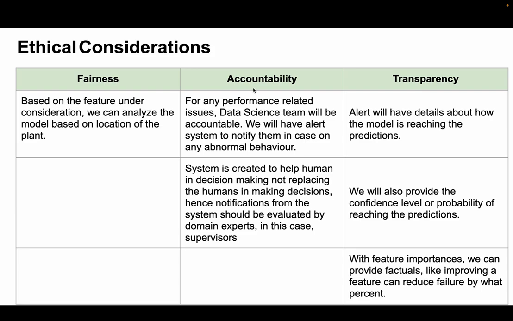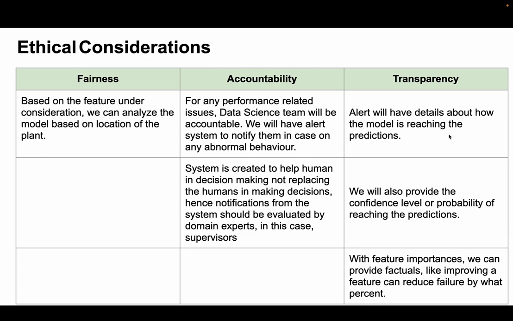Accountability. For any performance related issues, the data science team will be accountable. We will have an alert to notify them to retrain the model, so that the model is up to date. Our system is created to help humans in decision making, not replace them. So notification will be sent to the domain experts, which in this case is a supervisor, and they can act based on the confidence level and other metadata shared along with the alert.